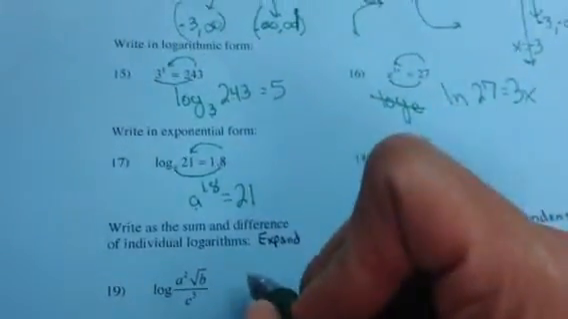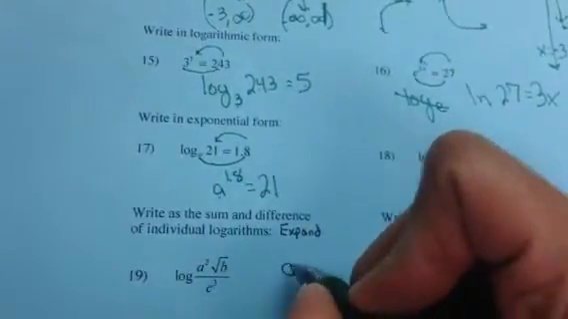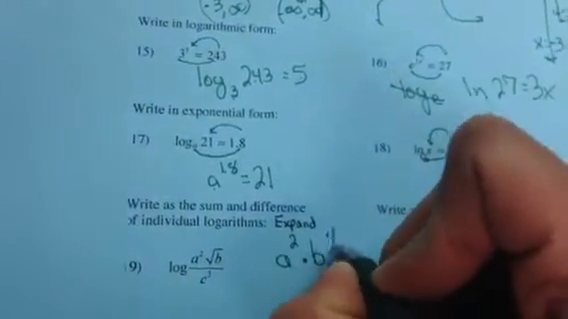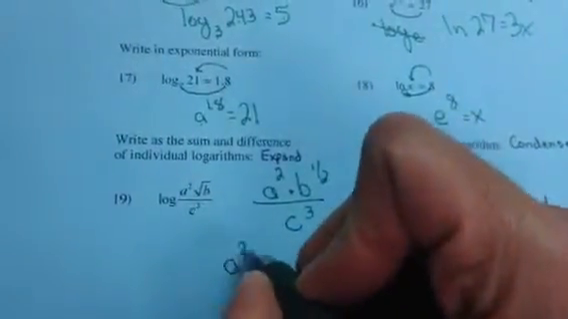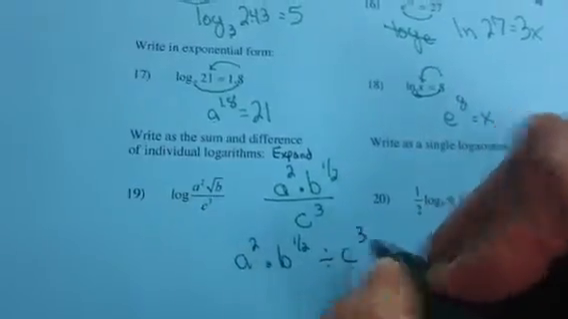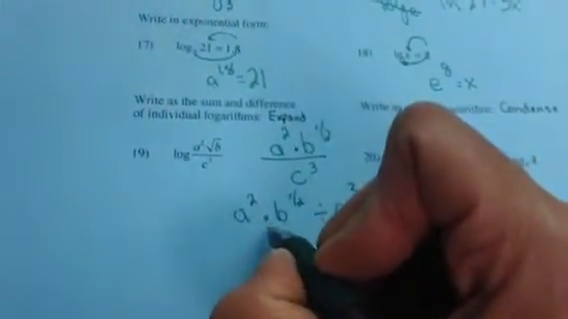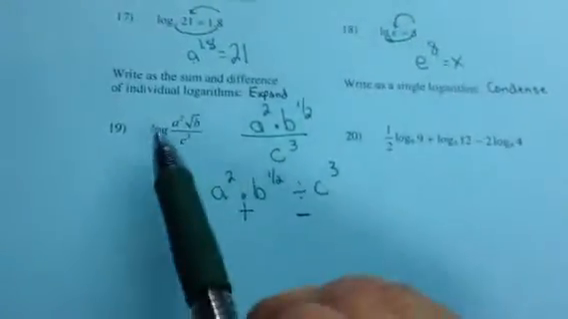So what I want to do is look at this first as exponents. And a square root is like a 1/2 power. I'm just ignoring the log. And what I see is a squared times b to the 1/2 divided by c cubed. And what's going to happen is this is going to turn into addition, and this is going to turn into subtraction. And what we're going to do is we're going to expand this so that we don't have one log.